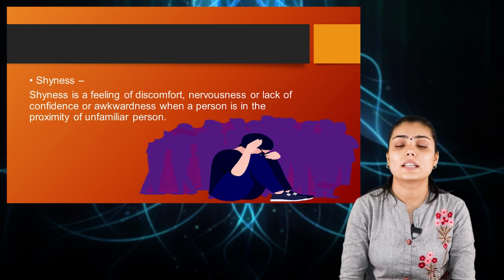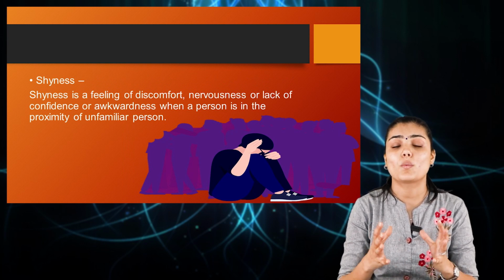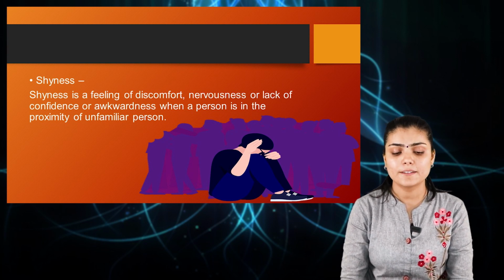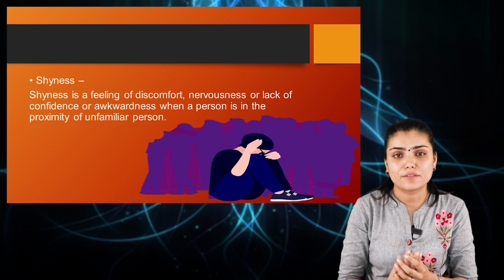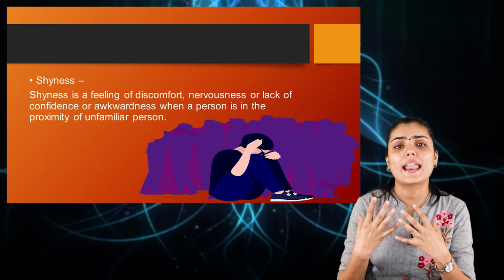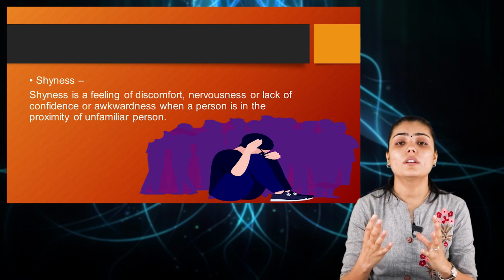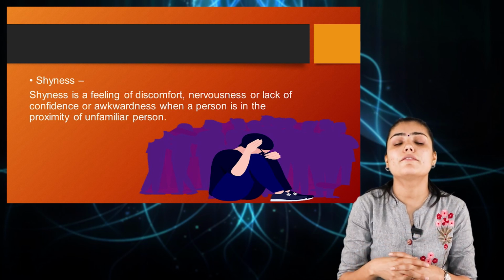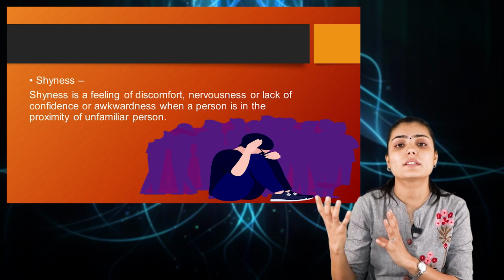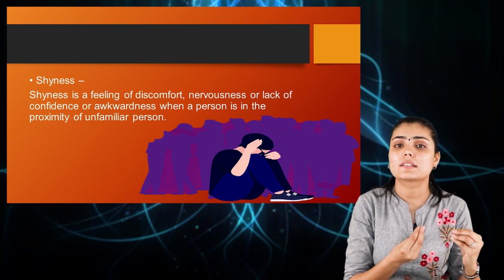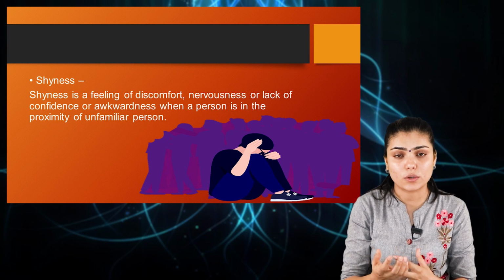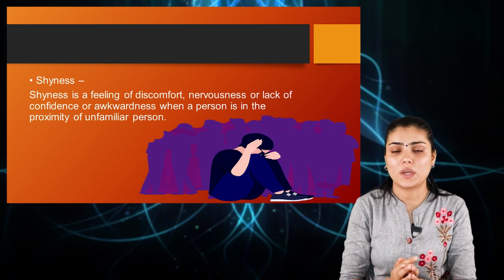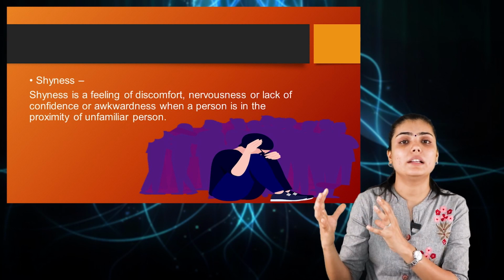And the next one is shyness. This is also one type of social behavior. We all know what shyness is, right? Shyness is a feeling of discomfort, nervousness, lack of confidence, or awkwardness when a person is in the proximity of an unfamiliar person or an unfamiliar situation. It is a feeling of discomfort or being awkward when we are in a new or unfamiliar situation or with an unfamiliar person.